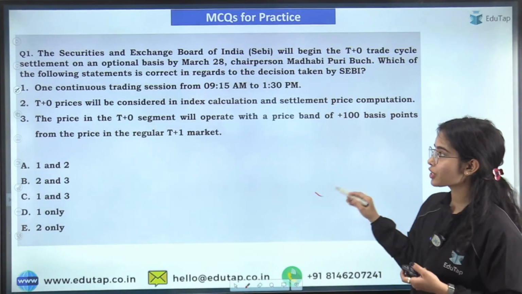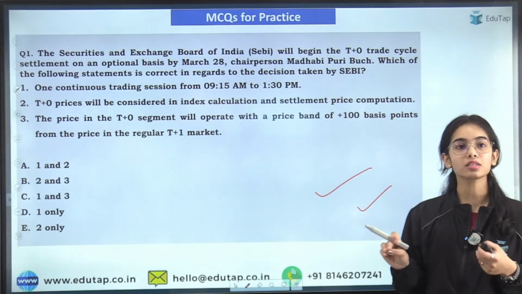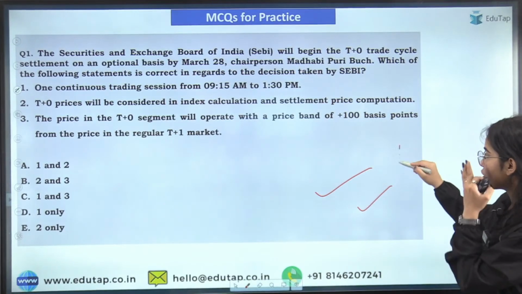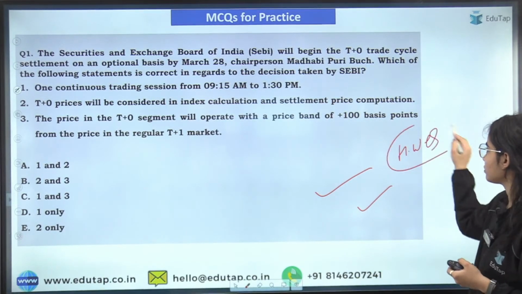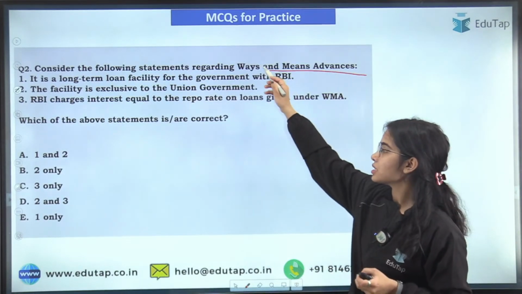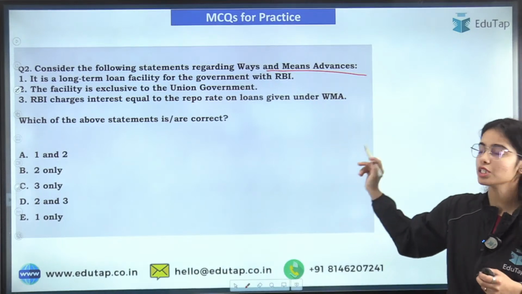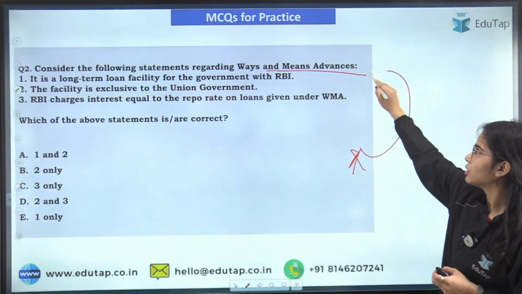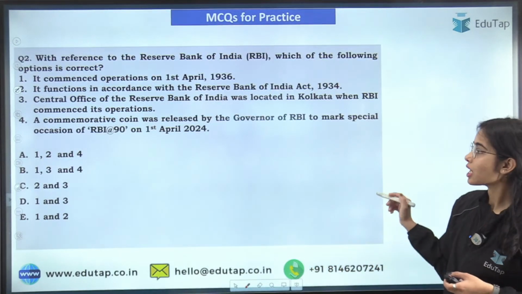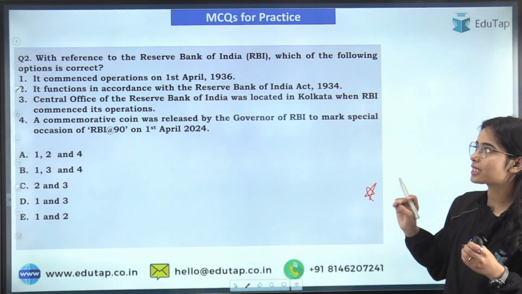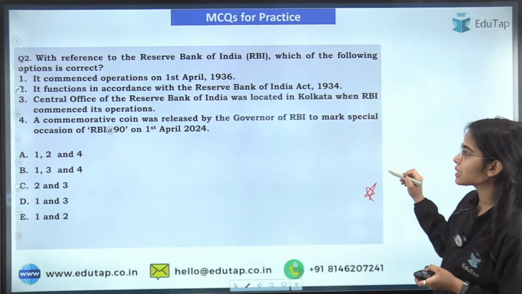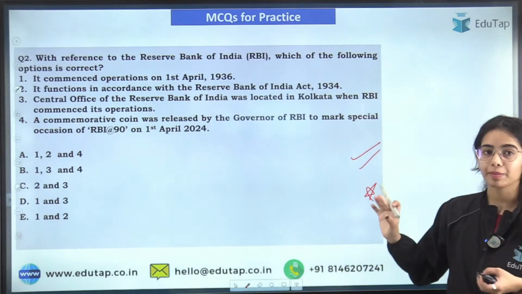Now this is the first question. I hope you will be easily able to answer this question. So read this question carefully and try to answer it. This is a homework question. Now the second question is regarding the ways and means advances, the basic idea of ways and means advances. If you have understood about the WMA, you will be easily able to answer this question. And the last question is regarding the RBI that has gone into the 90th year of its establishment. So this is the last question that I hope you will be able to answer.